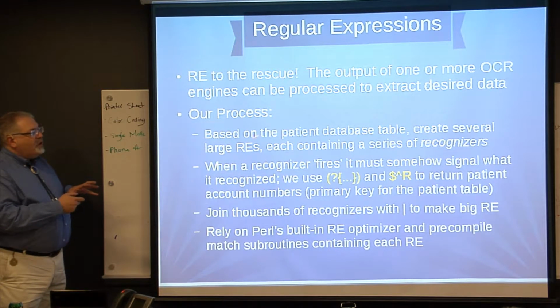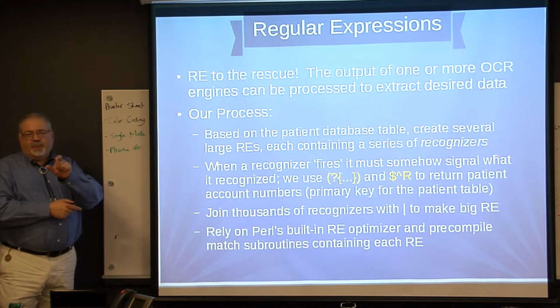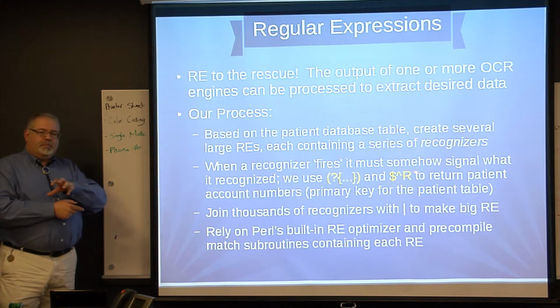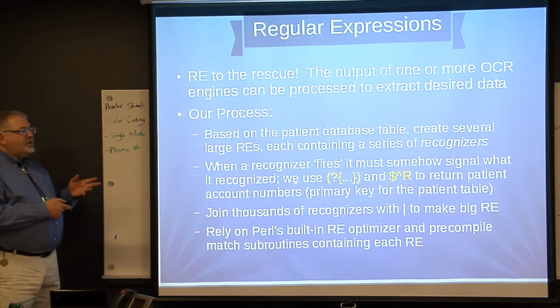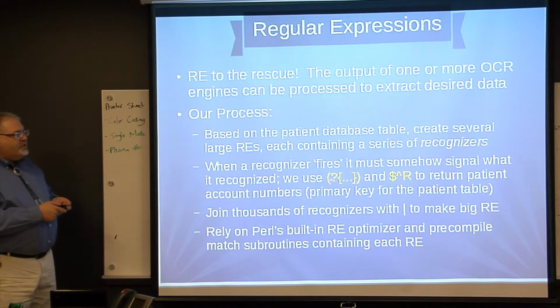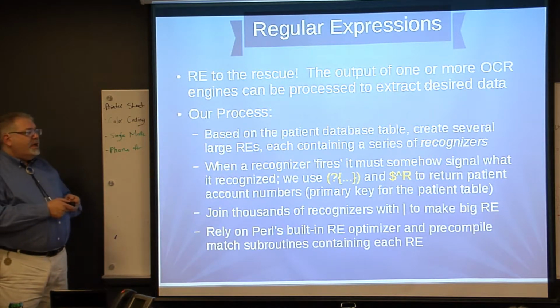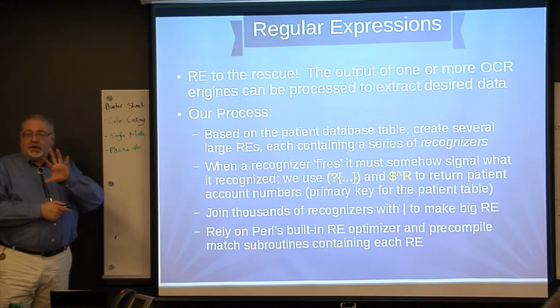From that table we can create regular expressions that contain what I call recognizers. A recognizer is a short regular expression, and we chain them together to make a big regular expression. When a recognizer fires, it has to signal what it recognized. The mechanism for that in Perl is the extended regular expression, with a question mark and brace containing code, which, when matched, puts the data in the scalar $^R. And $^R is a scalar accessible inside code that looks at regular expressions.